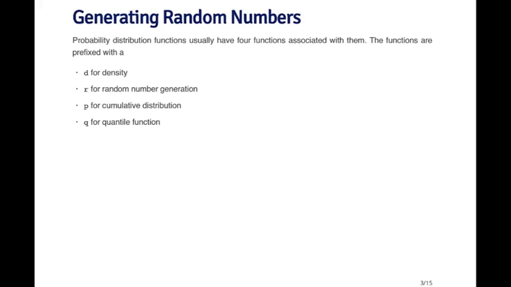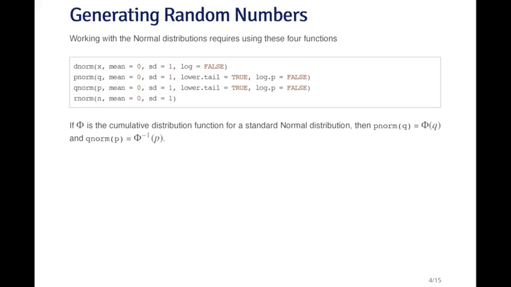Every distribution has these 4 types of functions. So for the gamma distribution, there will be a dgamma, an rgamma, pgamma, and a qgamma function. And for the Poisson distribution, there's the rpois, dpois, ppois, and qpois functions. Working with the normal distribution requires these 4 functions.